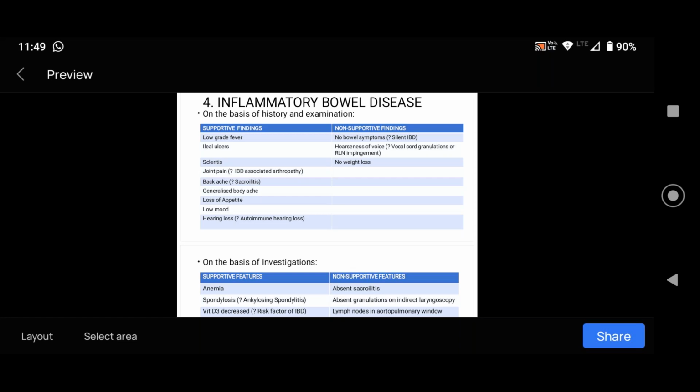Then, ma'am, we have a history of joint pain, though it was not exactly arthritis because we did not have a history of swelling. So we thought it could be an inflammatory bowel disease associated polyarthropathy or some peripheral arthritis. Even the backache in the patient could be explained by underlying sacroiliitis. We were not sure and needed further investigations. Generalized body ache, loss of appetite, low mood. Low mood is very much present in Crohn's disease and ulcerative colitis because of the long history of disease. And the hearing loss in this patient we could probably explain, because this patient had mixed hearing loss.